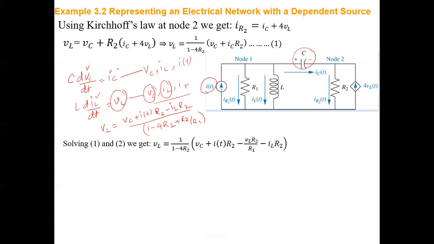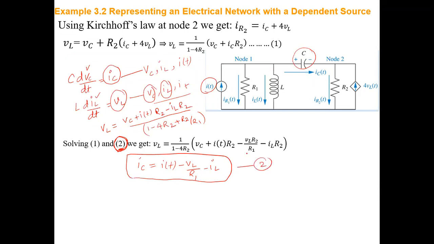Now the next thing is you have to do IC here, right? So let's figure out IC. What is the relation for IC? Remember we had equation two. Equation two was IC equals IT minus VL over R1 minus IL. So this is what equation two is, okay? We haven't seen it here, but this is what it is. Maybe if you have your notes from Tuesday, then you might see this equation two, okay?